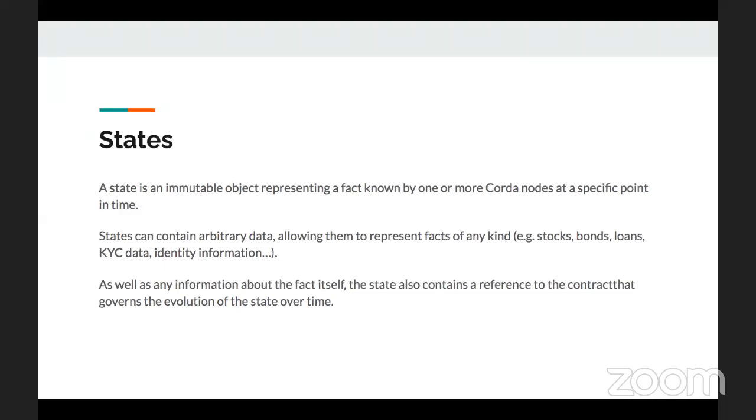State is an immutable object representing facts known by nodes at a specific point in time. States can contain arbitrary data. It could be data about any arbitrary financial object or identity or any asset. And this information can also be about some real world fact. It can also contain reference to the contracts.